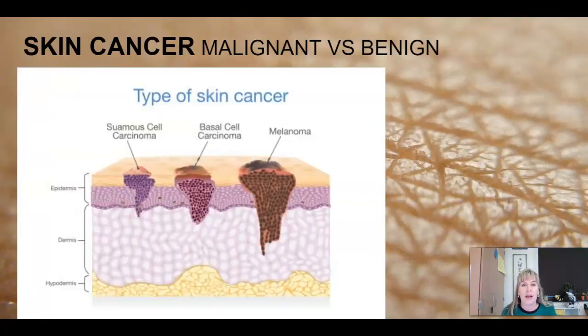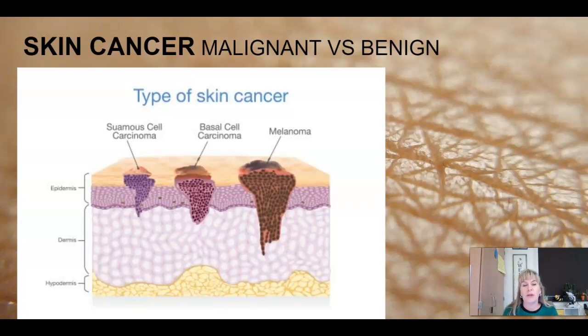Skin cancer types, malignant versus benign. Benign cancers, remember, cancer is basically uncontrolled cell division. So it's mitosis gone wild. And it can actually not always be a terrible thing. So a benign one is not spreading rapidly. It's not going into other tissue types. It's not moving through the bloodstream.